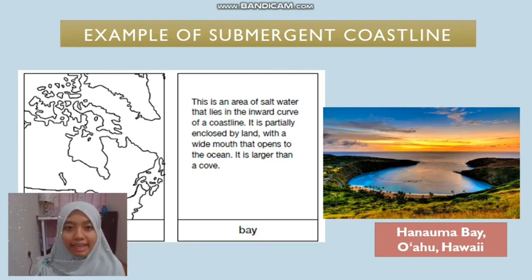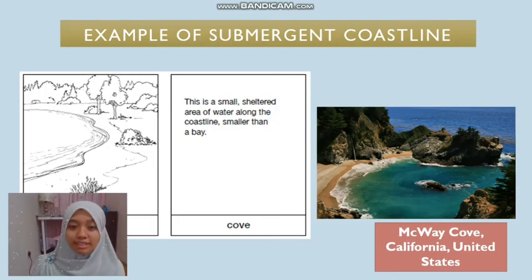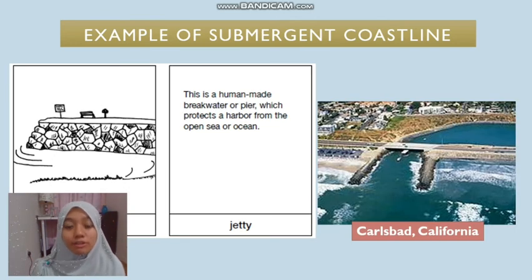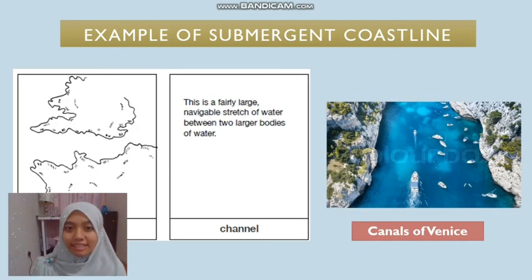Bay. A bay is a curved coastline, partly enclosed by land. Cove, smaller than a bay. Harbor, a sheltered coastline where boats can be safely moored. Jetty is a human-made structure which protects the harbor from the open sea and ocean. Channel, this is fairly large. It is a navigable stretch of water between two lands.